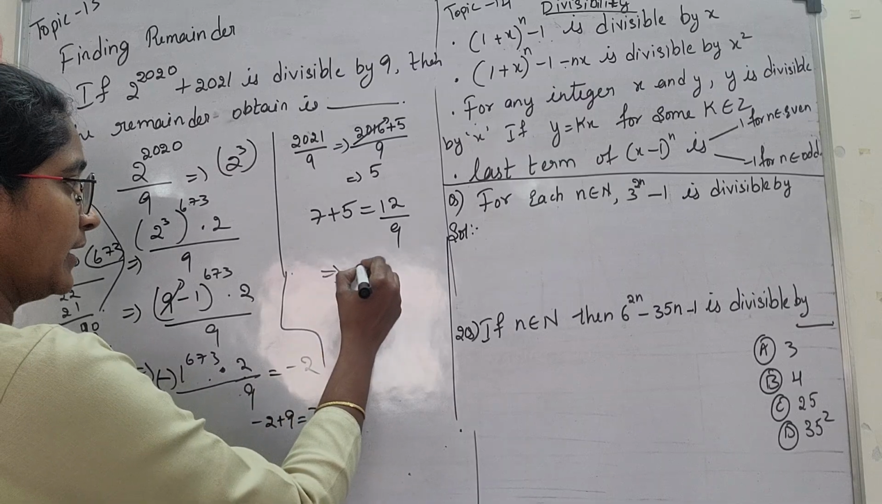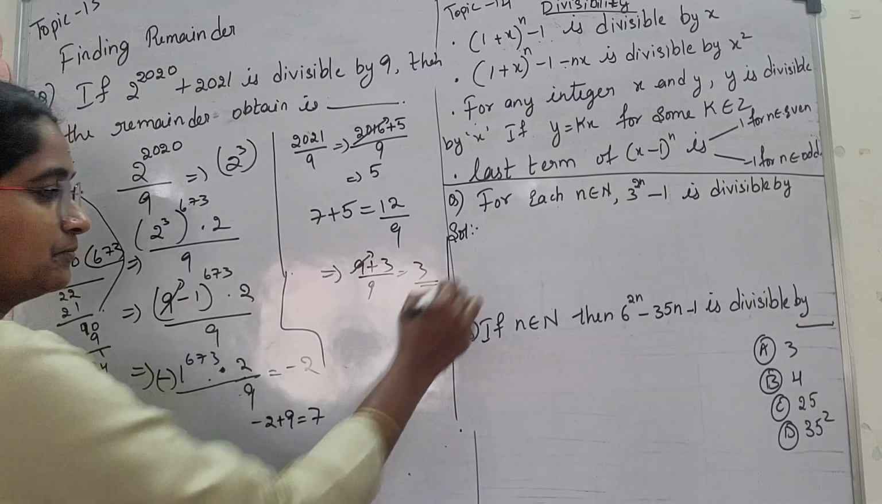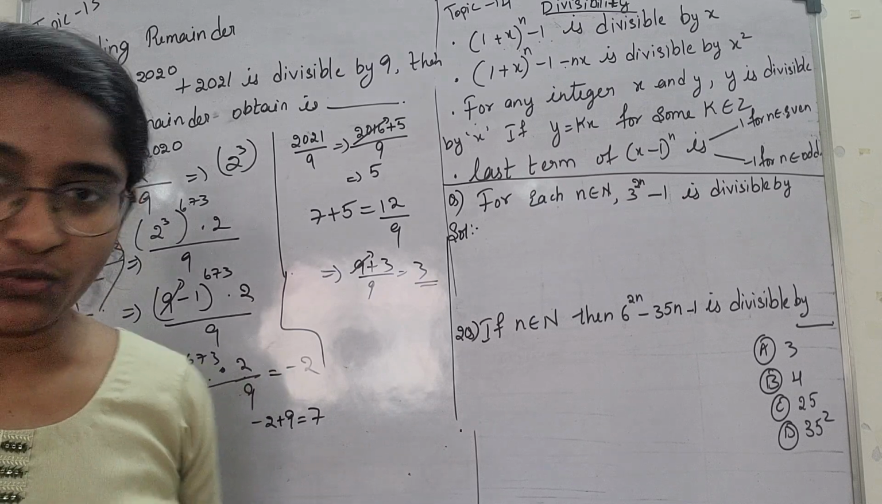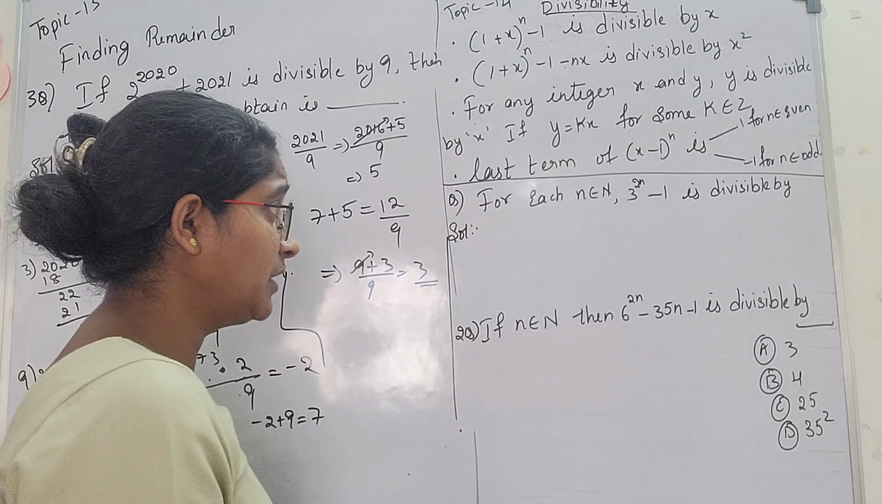So how will I write it again? 9 plus 3 by 9. Again if I cancel it, your answer is 3. Okay, that's your answer. So here in this part I already wrote the questions in the middle.